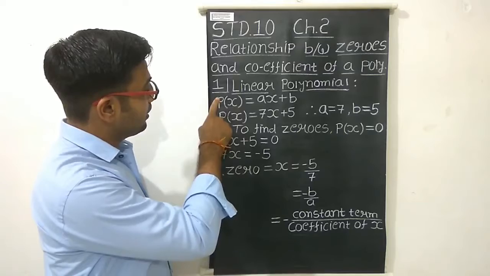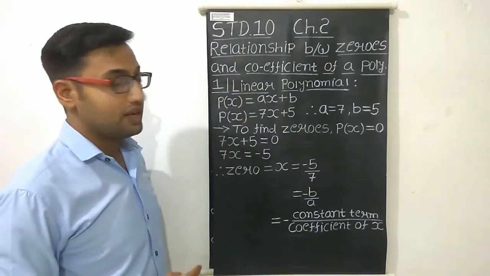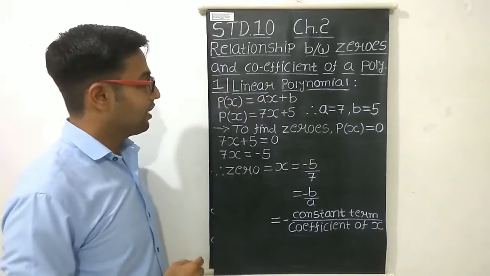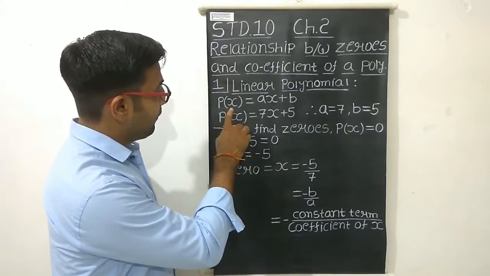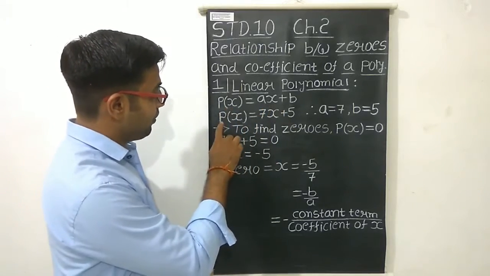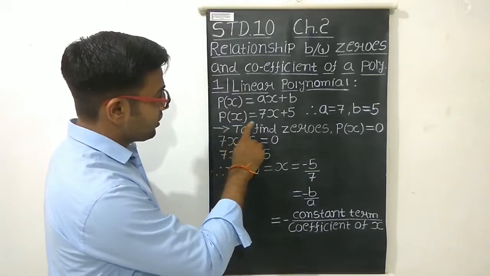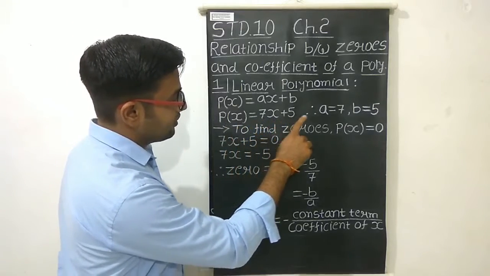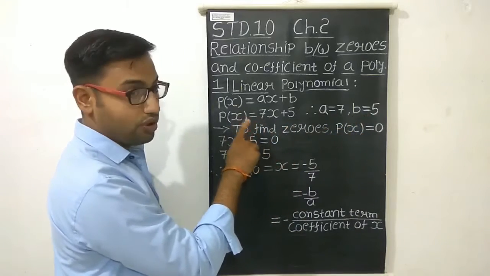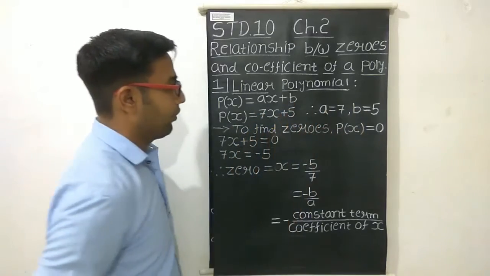First topic is for the linear polynomial. So first we will study about the linear polynomial, what is the relation of the zeros and coefficient for the linear polynomial. The standard form of the linear polynomial is p of x is equals to ax plus b. Okay, so let's take an example. P of x is equals to 7x plus 5. Here, what is the coefficient of x? That is 7, and the constant term here is 5. So a is equals to 7 and b is equals to 5.